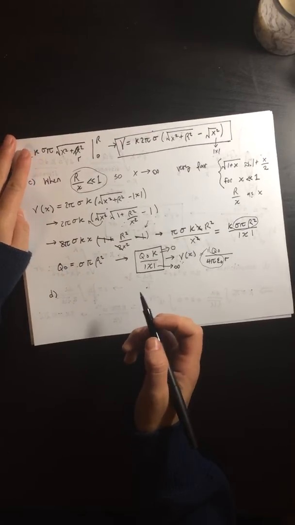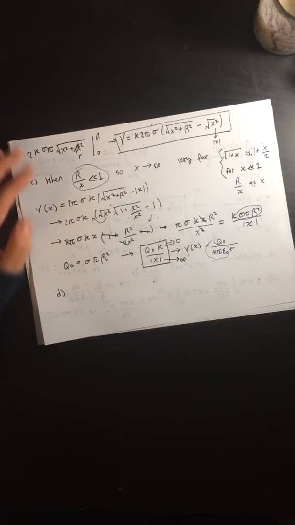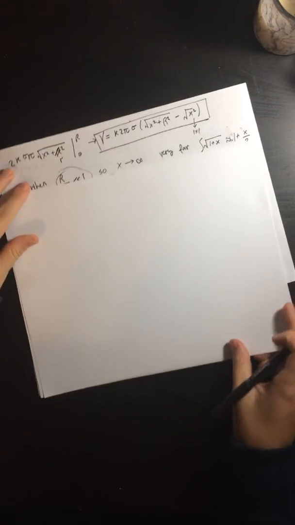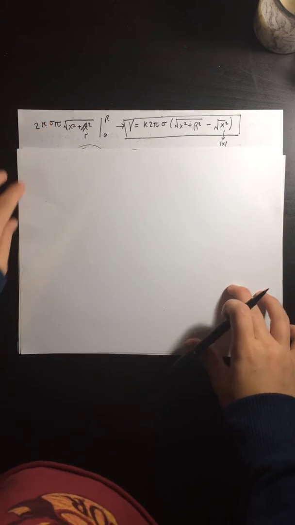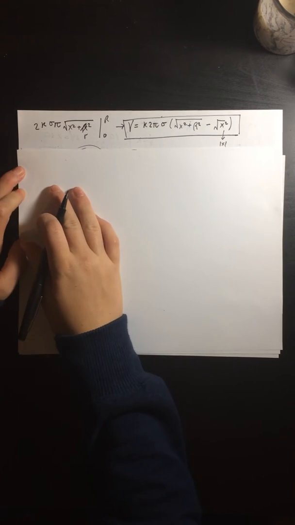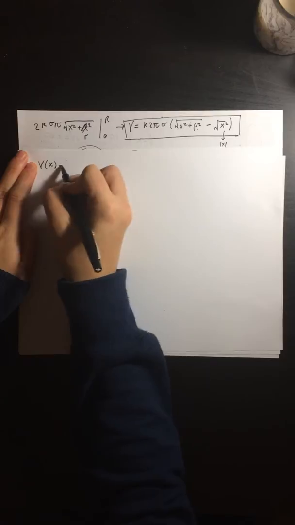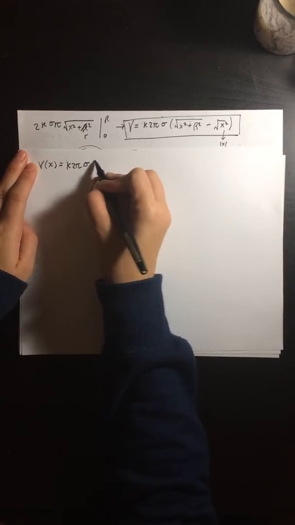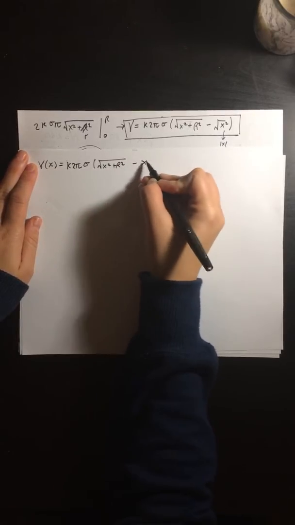So, okay. Then we have the next question. Use your result from part B to find an expression for the electric field along the x-axis. Okay, so I'm actually going to go on a new page for this. So, make sure that you can still see it. We're going to still use this expression, so I'm going to keep this in it. So, let's use our expression. So we have v of x is equal to k 2 pi charge density times the square root of x squared plus r squared minus x, right?